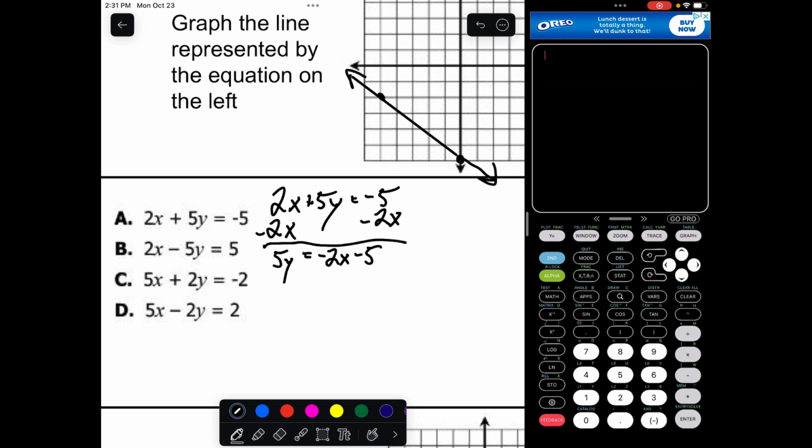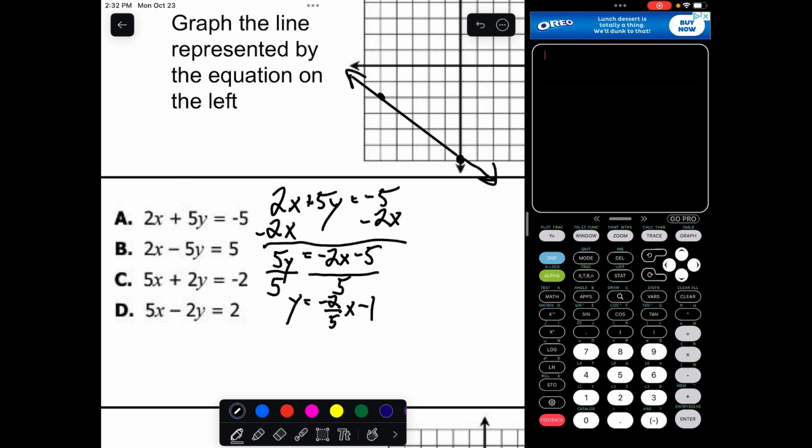I want y by itself. If I want to turn 5 into 1, that means I have to divide it by 5. 5 divided by 5 is 1. And that way I'm down to 1y. What I do on one side of the equal sign, I do to the other. So I have y equals negative 2 over 5x minus 1.